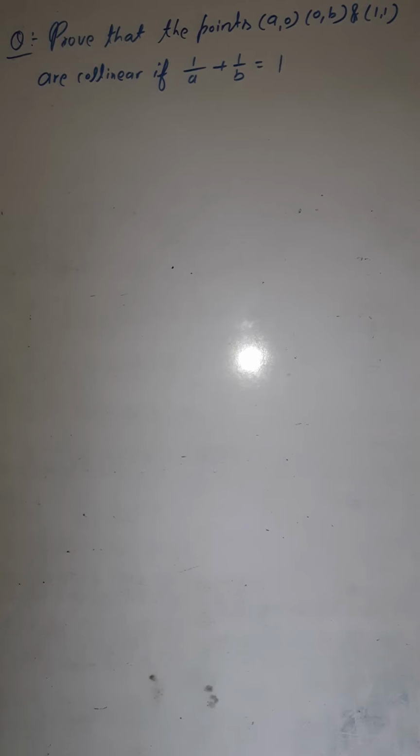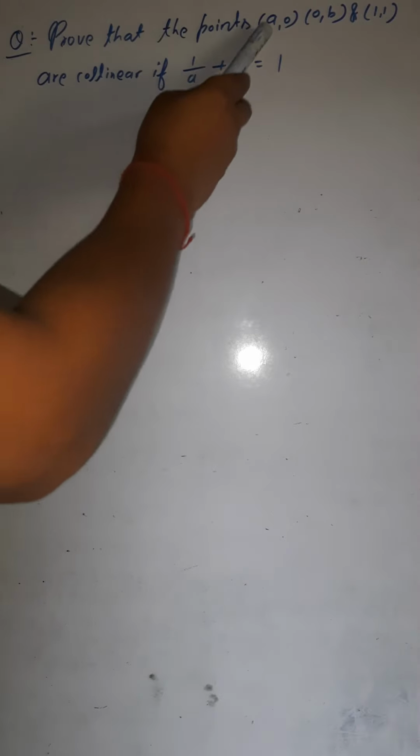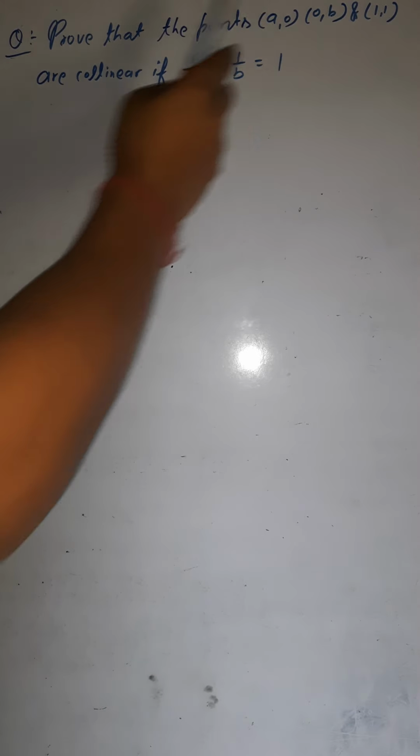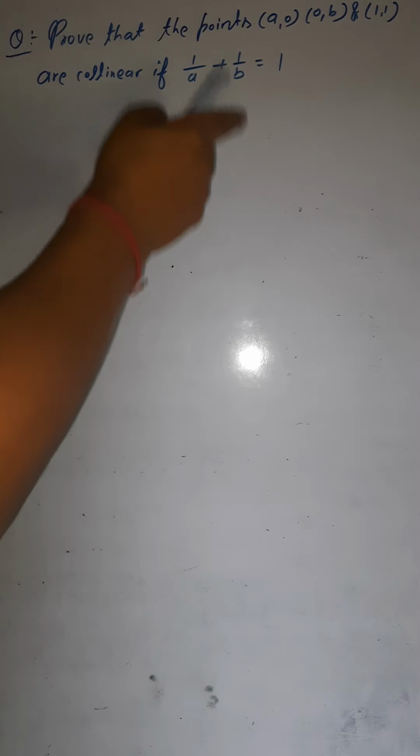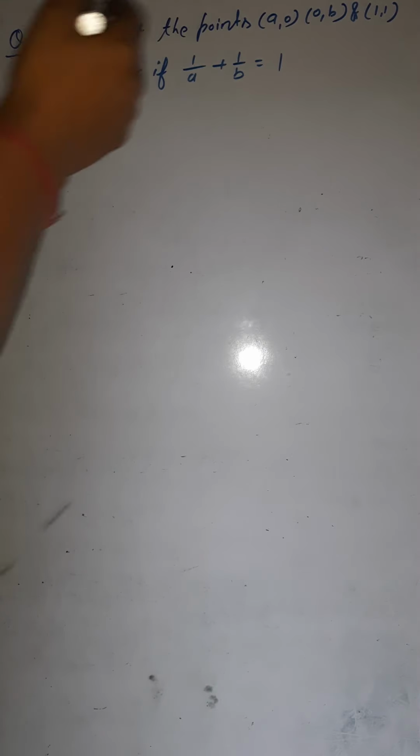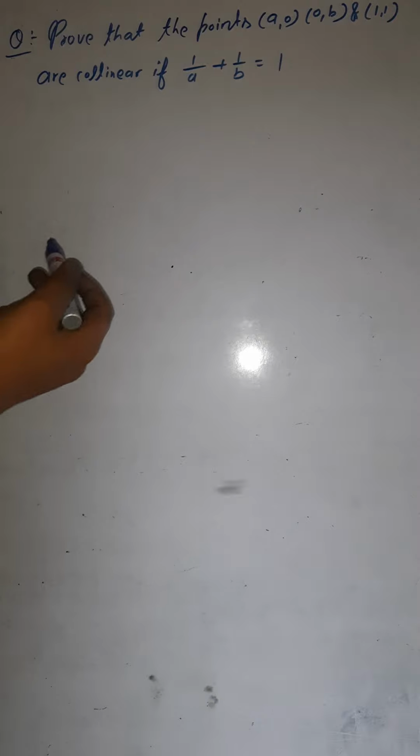So hello dear students, now I have a new question and this would be the concluding video of chapter number 14, coordinate geometry. So let's do the question number first here. Prove that the points (a, 0), (0, b) and (1, 1) are collinear if 1/a + 1/b = 1. So these 3 points would be collinear if this condition is applied there.